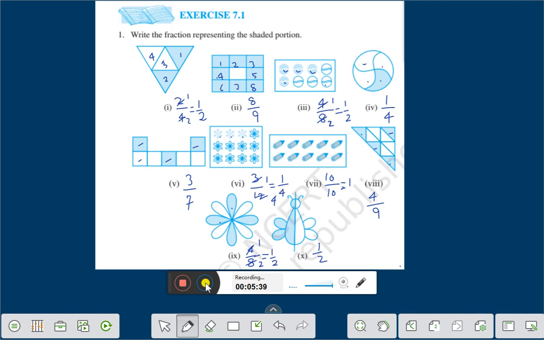Now question 10. Here you see this is a line of symmetry, right? This part is equal to this part, and this whole part is equal to this part, and this part is equal to this part, right? That means here is the line of symmetry. One part is colored, and the total is one part plus one part, two parts, that is 1 by 2, right? So it is 1 by 2.